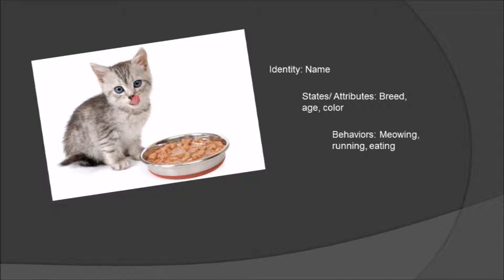Example of an object: cat. Identity: the name of the cat. State or attributes: breed, age, color. Behaviors: meowing, sleeping, eating. Objects correspond to things found in the real world. For example, a graphics program may have objects such as circle, square, menu. An online shopping system might have objects such as shopping cart, customer, and product.